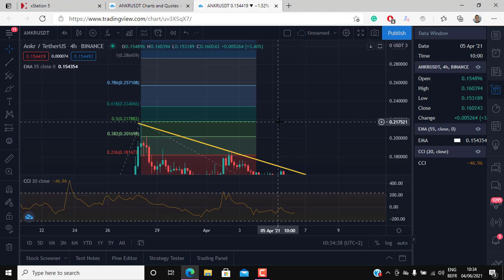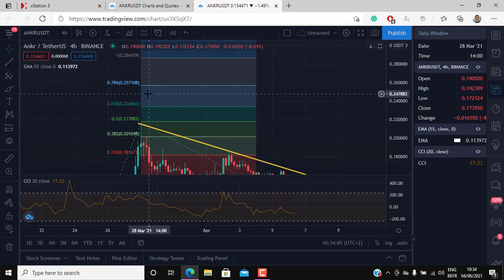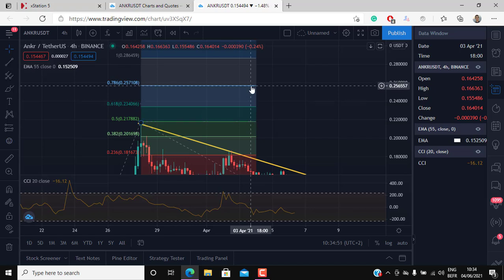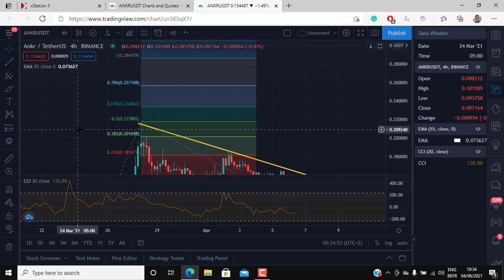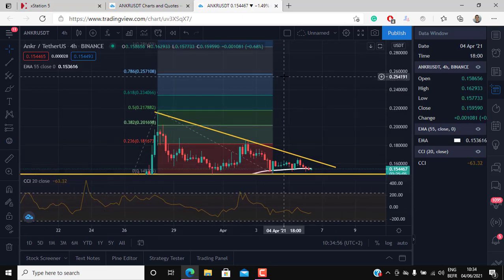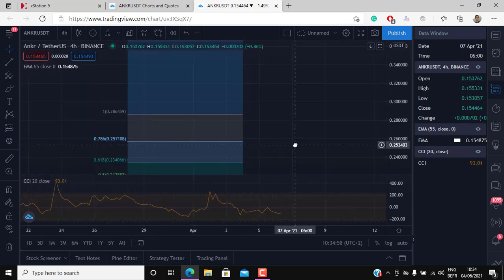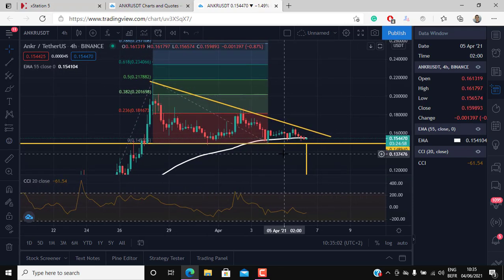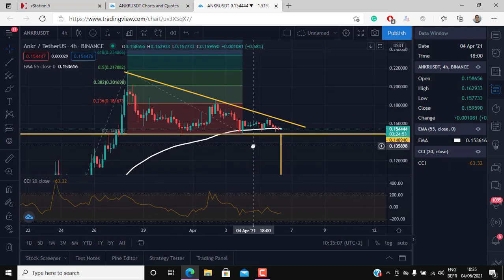If we do take the 0.21, we could be heading for the 0.25, sorry, which is the 0.78 here in the retracement. So if you do take the 0.21, we could go to the 0.25, which is a psychological level of 25 cents. And at this level of 25 cents, we could probably have a correction before having a big move to the upside again.